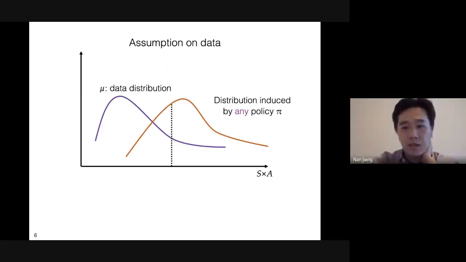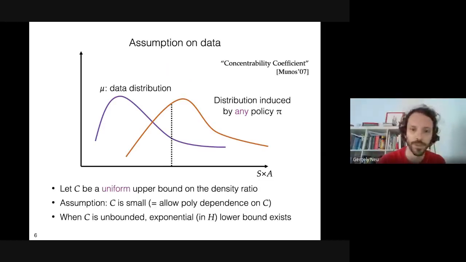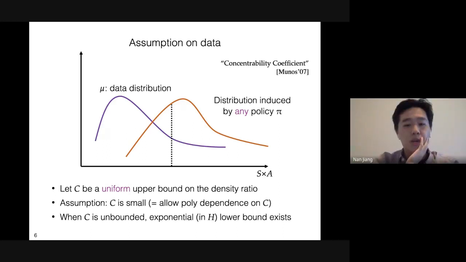Yes, Nan, go ahead. Question on this one. So are you going to formally define the concentrability coefficient and this lower bound in detail? Let's see.